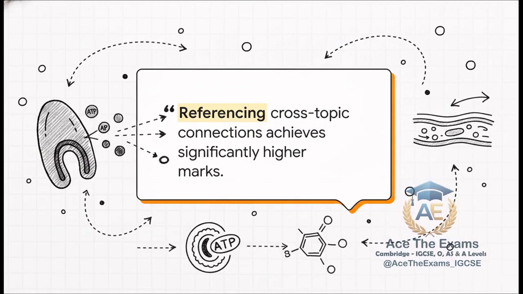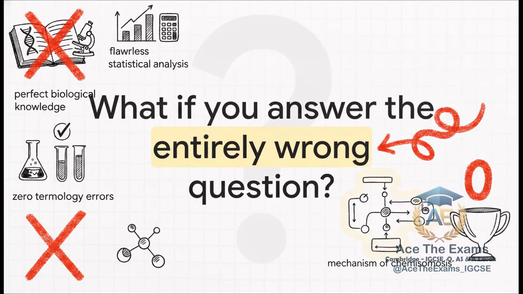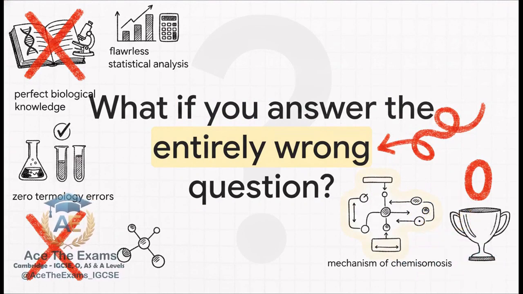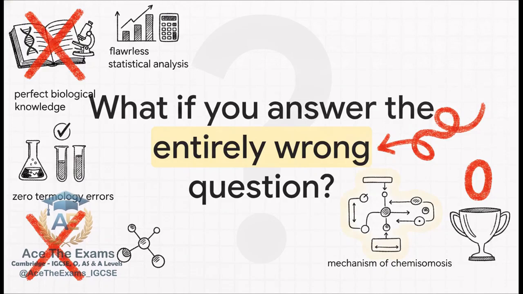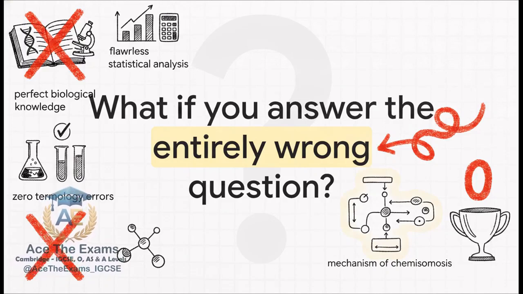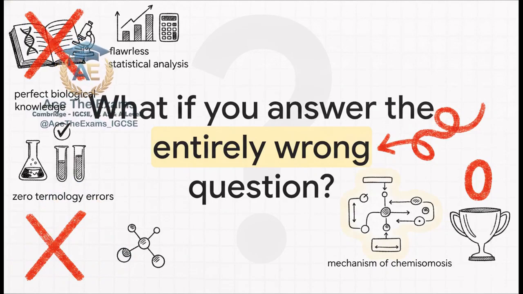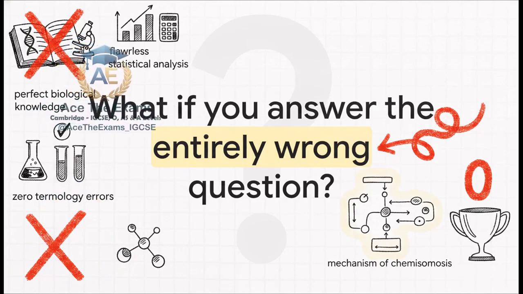But here is the ultimate twist, and it is a painful one. You could have absolutely perfect biological knowledge. You could have flawless statistical analysis. You could outline the most beautiful, nuanced mechanism of chemiosmosis the examiner has ever seen. But what happens if you answer the entirely wrong question? Unfortunately, you will score a 0 for that section.